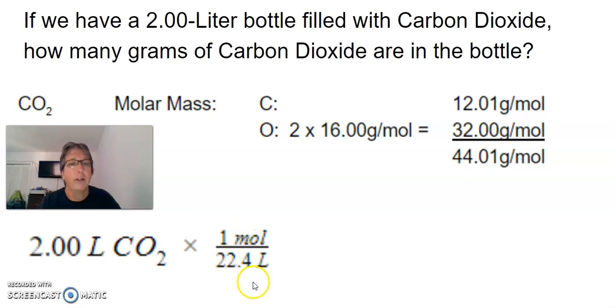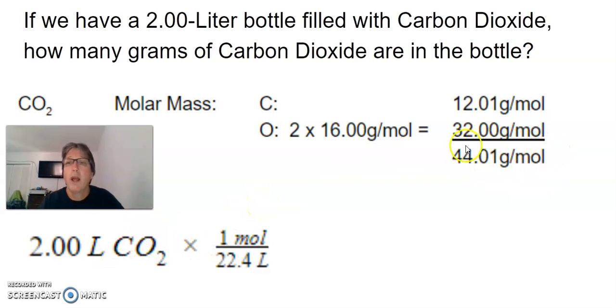Our conversion factors are always set up as fractions, and you decide what goes on the top and the bottom based on what needs to cancel. We need to cancel liters, so we put liters on the bottom, leaving moles on the top. So if we just solved this, it wouldn't give us our answer though. Our answer right now would be in moles of carbon dioxide, and we need grams.